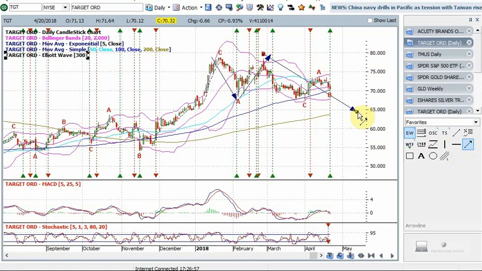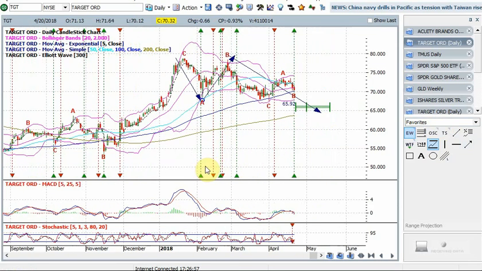My software can project a price target using this tool over here. What I would do is take it and put it on that low right there, that low bar, click it, and then it draws the line for the price target. So that's what I'm looking at as the first target.